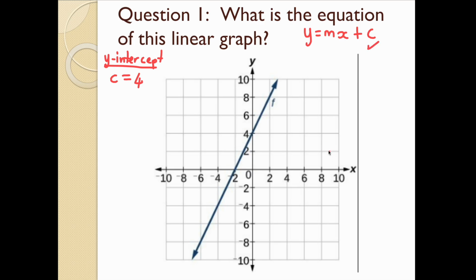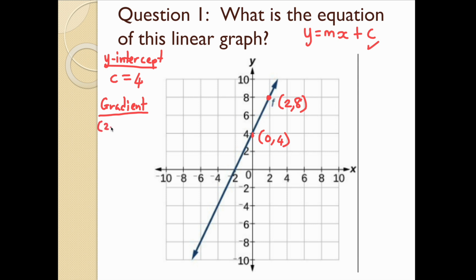The gradient. Now with the gradient, how can we work it out? Use any two coordinates. So let's pick two coordinates. I'm trying to stick with numbers that would be easy for me. This one here is 2, 8. And then I could probably use this one here, which looks easy as well. This is 0, 4.